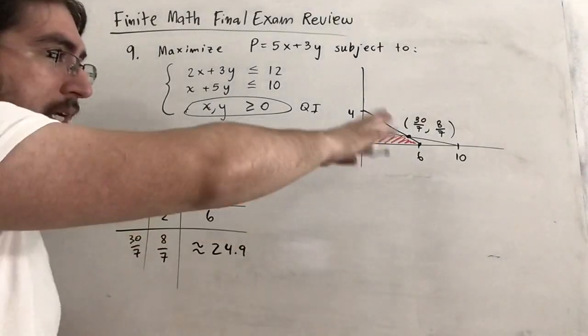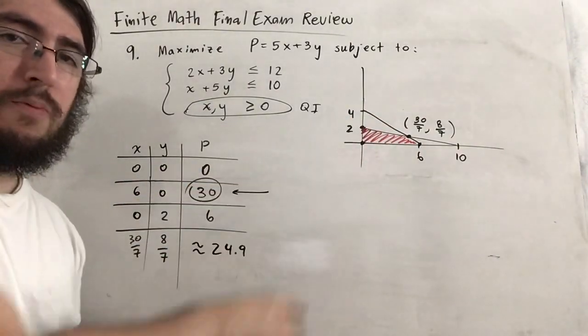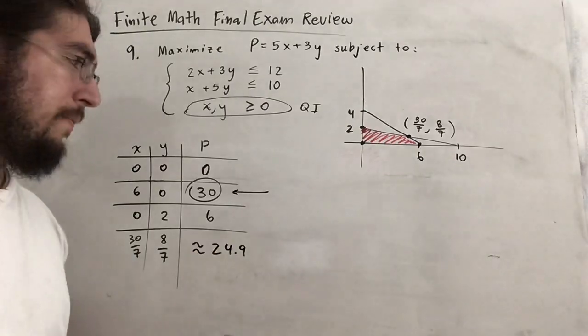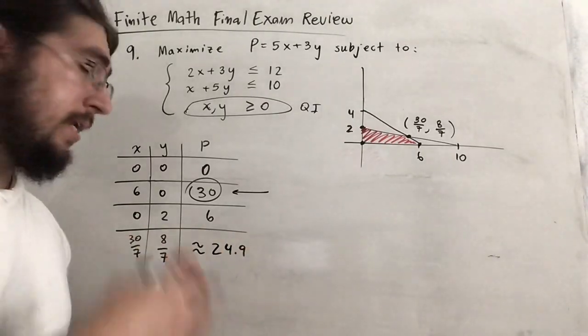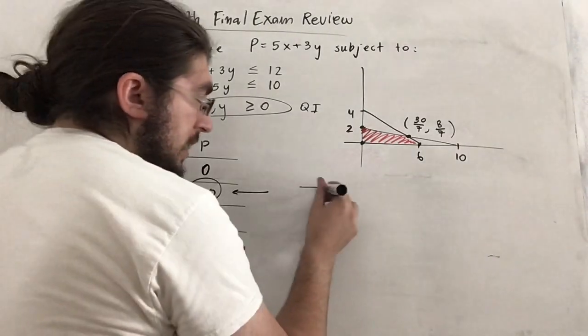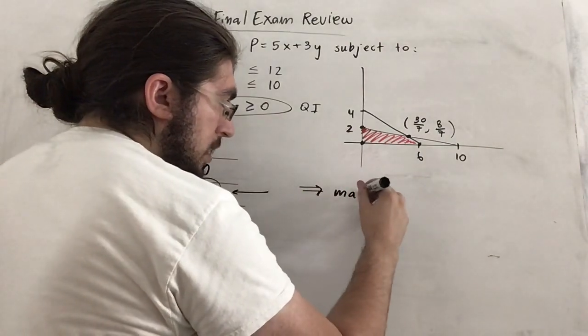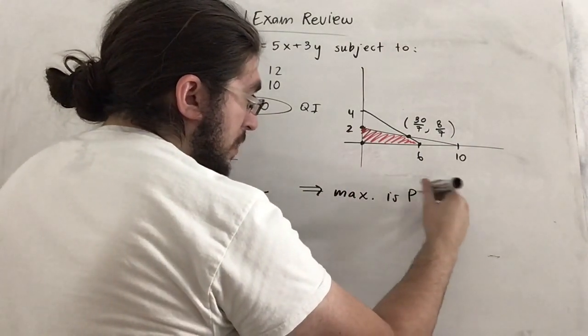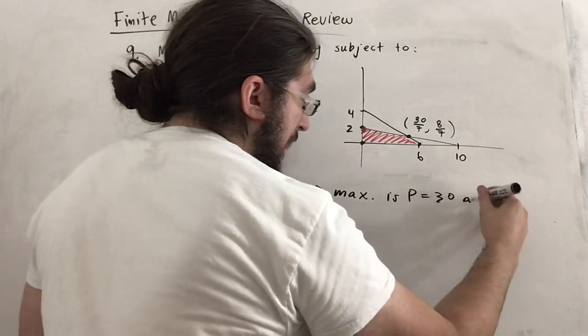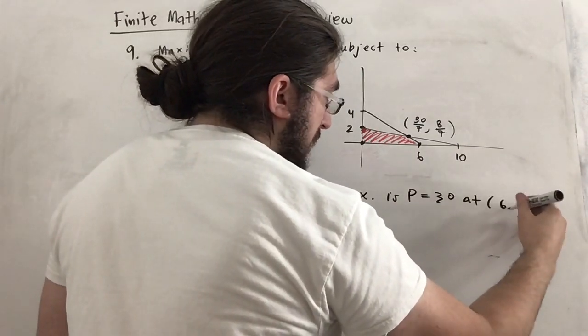So even though we found that corner point, it wasn't actually necessary, but we wouldn't know that until we actually tried it. So what I'll say is this, our maximum is P equals 30, and it occurs at the point (6, 0).